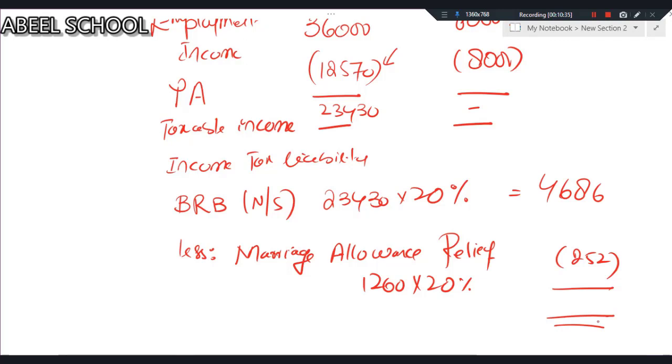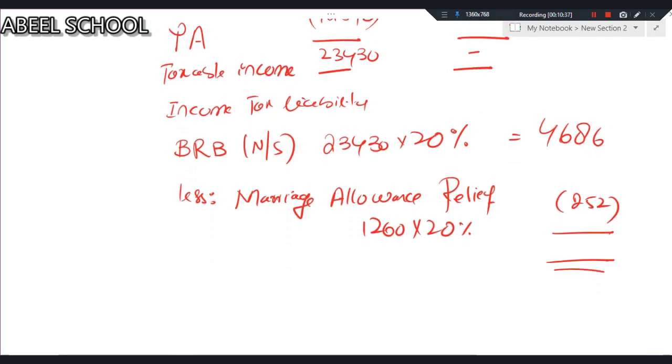4686 minus 252. Dear student, I'm getting income tax liability of 4434. So marriage allowance is fixed, which is 1260. In marriage allowance, the relief is 1260 into 20%. And all these rules are fixed, meaning fixed. These rules don't change. Okay.